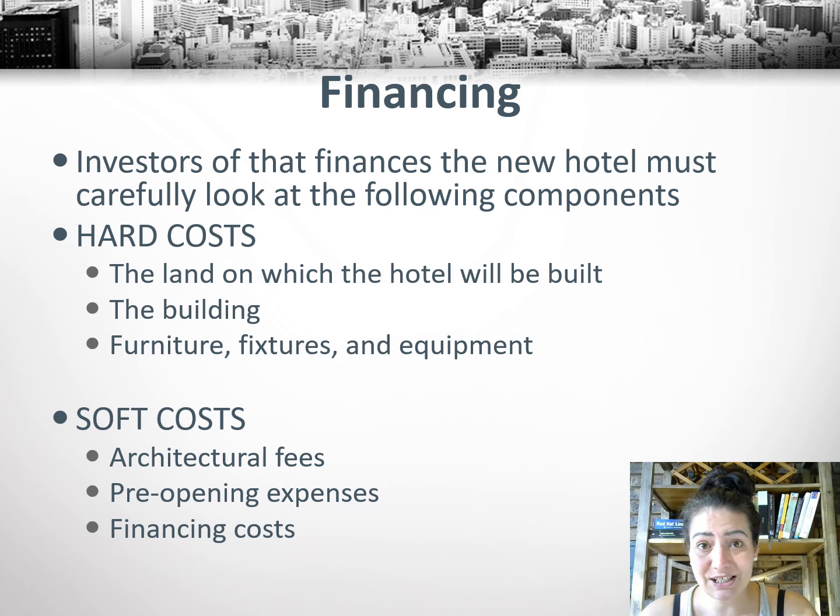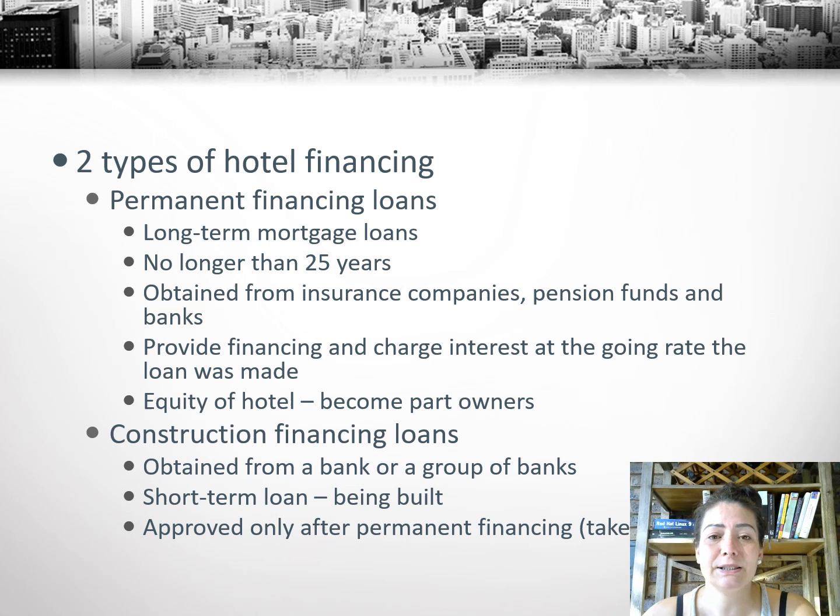It's almost like the assets that you have. Then you have your soft costs. Now, those are obviously things that you cannot see, but it's things that you need to plan for. Those include your pre-opening fees. Obviously, your hotel is going to have a grand special opening, so you need to plan for those pre-opening fees. You need to plan for your architectural fees, pay for the architecture and the building plans and all those kinds of things, and all the other financing costs, your managerial costs and those kinds of things. So there's two types of hotel financing. You have a permanent financing loan and you have a construction financing loan.